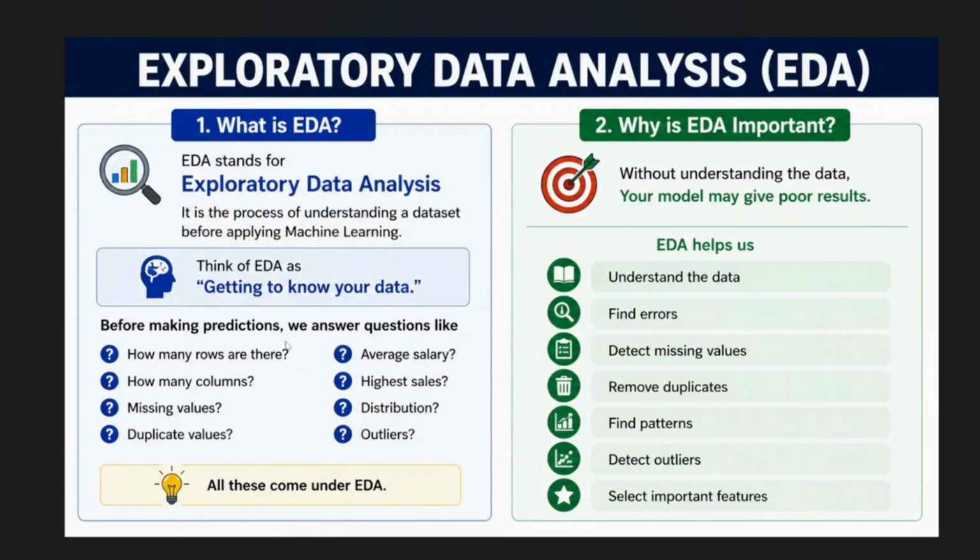Before making predictions, we answer questions like how many rows are there, how many columns, are there missing values, duplicate values, average salary, highest sales, distribution, outliers. So why is EDA important? Without understanding the data, your model may give poor results. EDA helps us understand the data, find errors, detect missing values, remove duplicates, find patterns, detect outliers, and select important features.